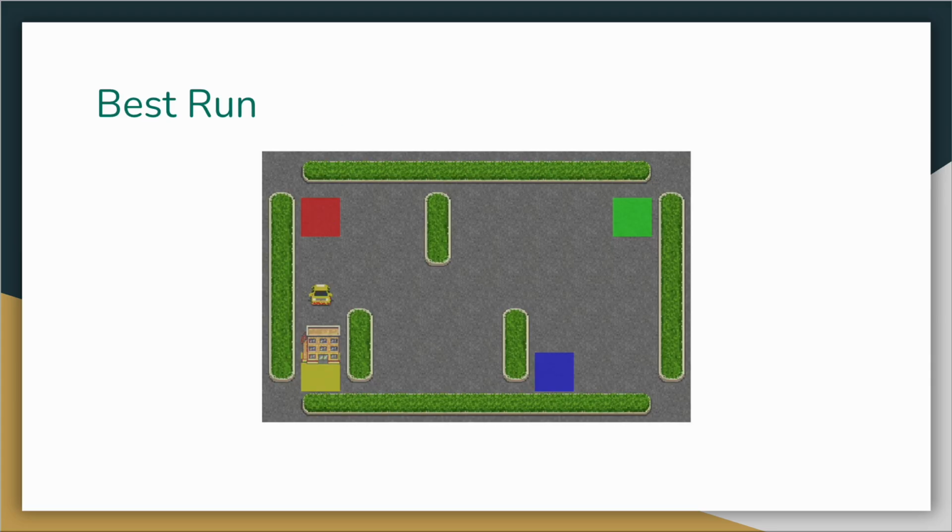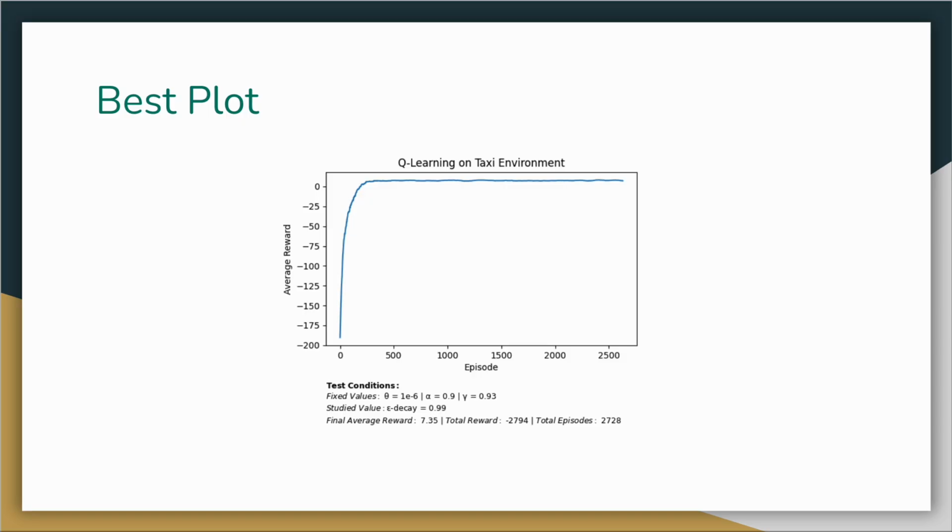However, our best run was when essentially the taxi went straight to the passenger and took them straight to their destination. As you can see, this was by far our best plot, with the parameters as we already discussed, by far our best run. So that was the solution there.